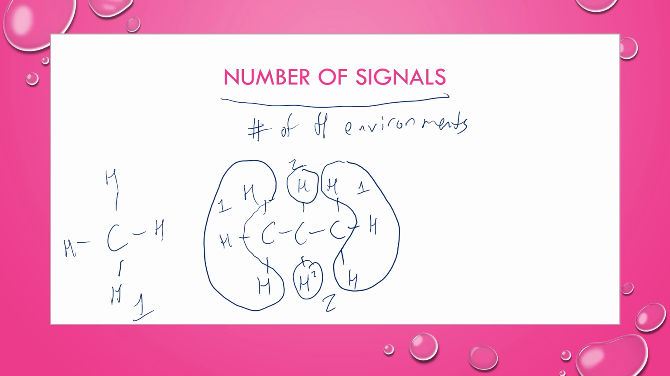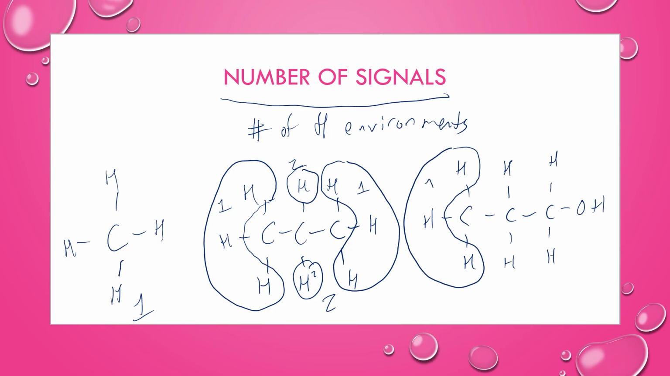And then you can have something like, let's do propane again, but we'll change something up. Like this. This is propan-1-ol. Now this one has four signals, four different hydrogen environments. These three on the end carbon are all the same. These two in the middle are the same. These two on the carbon next to the hydroxyl group are the same. And this hydrogen on the end is all on its own, basically. So this one has four different signals.